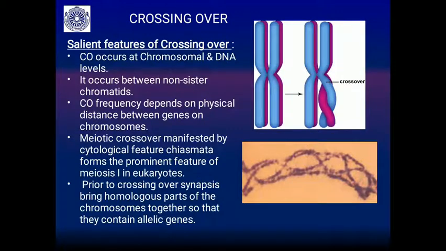What are the salient features of crossing over? Crossing over occurs at the chromosomal and also at the DNA level. There is an exchange of chromatid segments, which is nothing but the exchange of DNA segments. Crossing over occurs between non-sister chromatids. It does not occur between sister chromatids. Non-sister chromatids are chromatids belonging to different homologues.